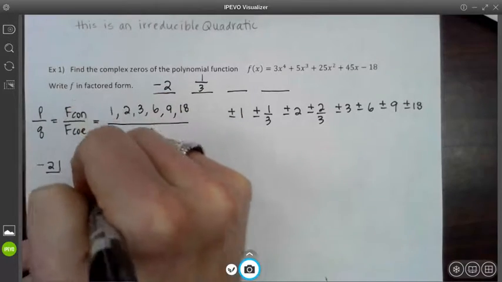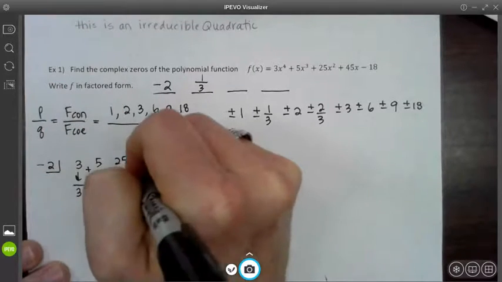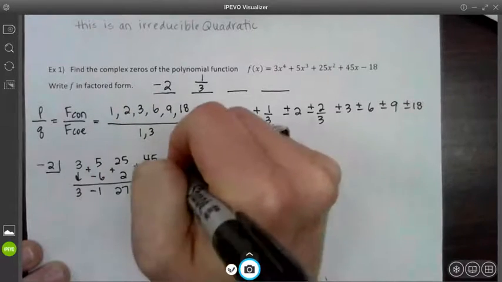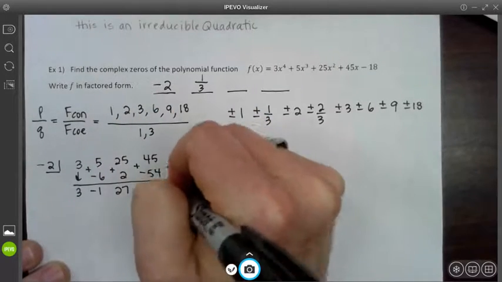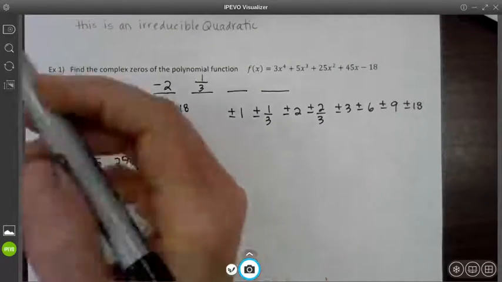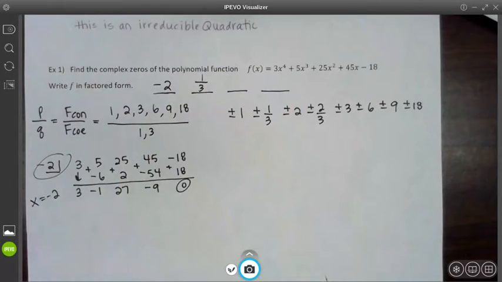We add, we get -1. That's going to be 2. We add, we get 27. That's going to be -54. We add, we get -9. I get 18. And there it is, there's my remainder of 0. So one round of synthetic just proved that yes, -2 is one of our zeros, so we can definitely put it on our list.